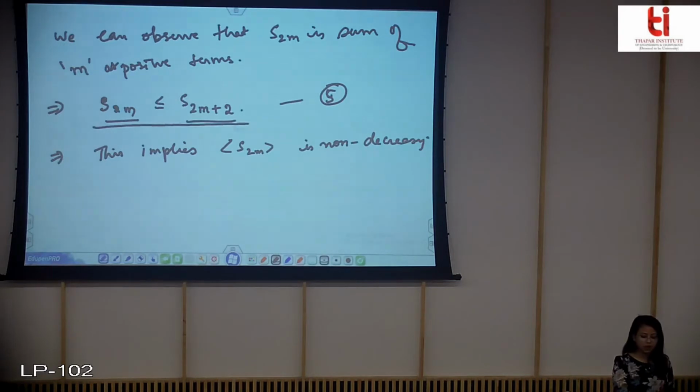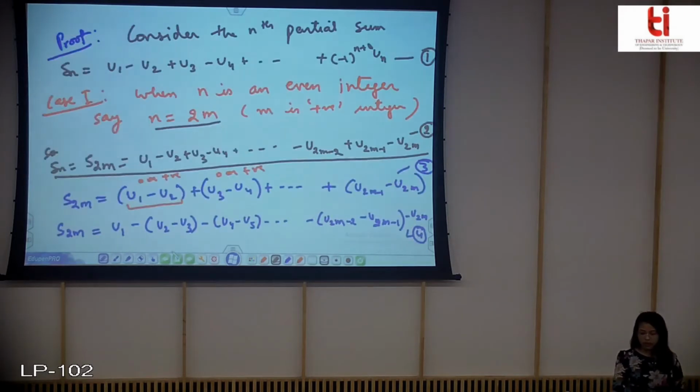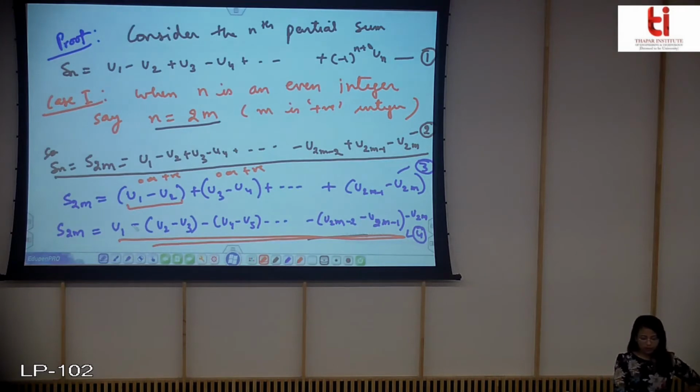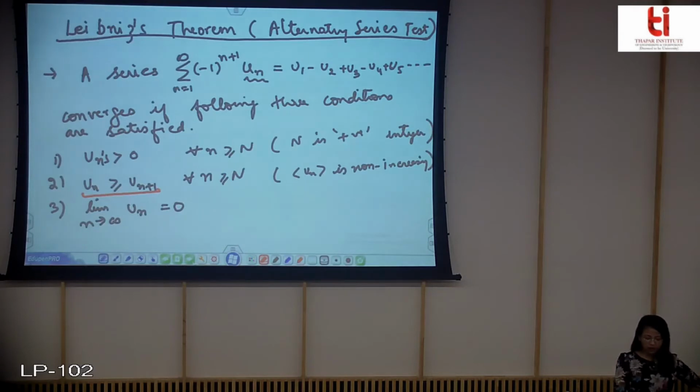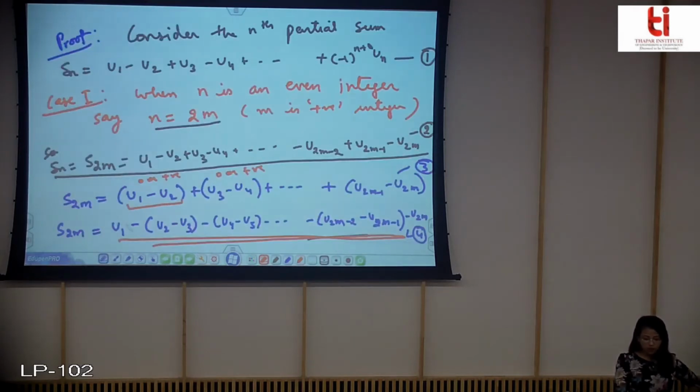This is clear from this 5th equation that S2m is non-decreasing. Now let us see what equation number 4 tells us. If you look at equation number 4, this u1 is positive because you have written that the un are greater than 0, so this term is positive, and the bracket term will be either 0 or positive because again from the second condition. So these are either 0 or positive.